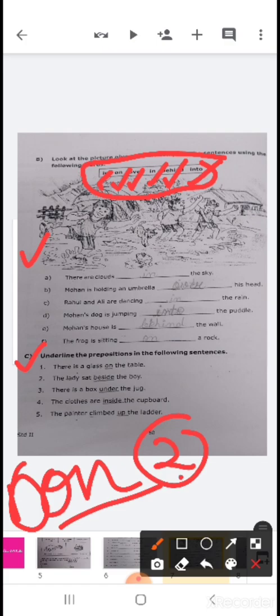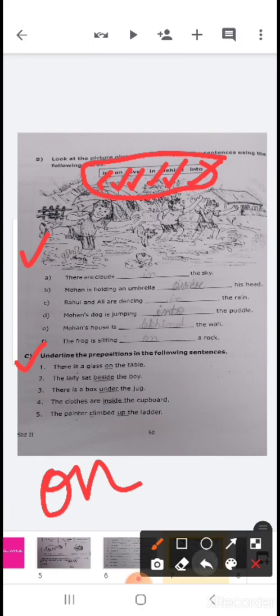Second is the lady sat beside the boy. So here beside tells the position of the lady. So next is beside. And the third is there is a box under the jug. So here under.